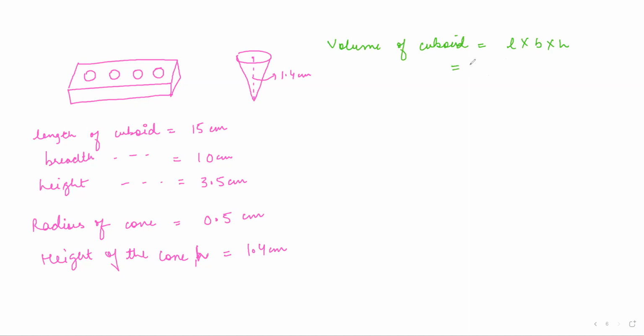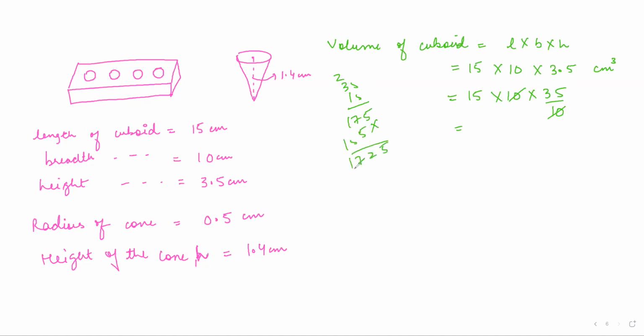So multiply everything: 15 into 10 into 3.5. Now everything is in centimeter, so you get centimeter cube. Do it now. 15 into 10 into 35 divided by 10. The 10 is gone. How much is 15 into 35? You can multiply. 5 into 5 is 25, 5 into 3 is 15, add 2, 17. I'm getting 1725.